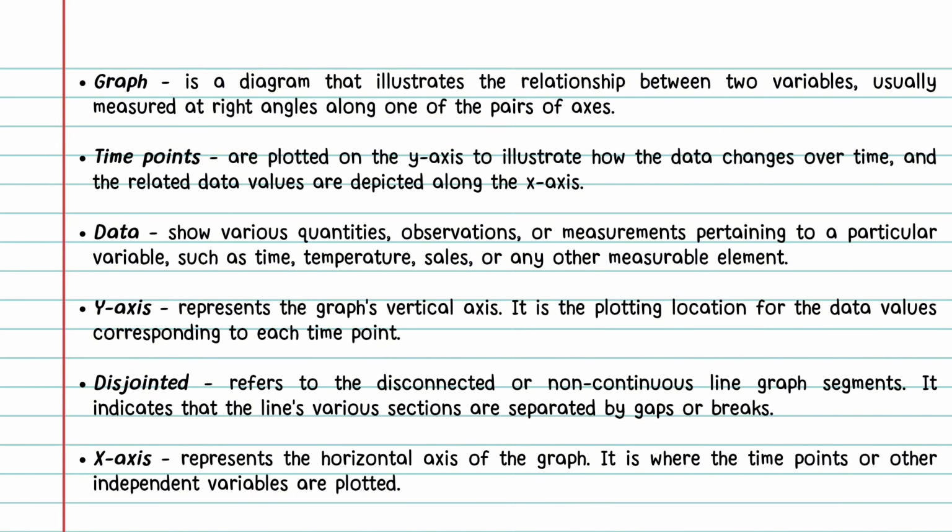Fifth refers to the disconnected or non-continuous line graph segment. It indicates that the line's various sections are separated by gaps or breaks. Lastly is the x-axis. This represents the horizontal axis of the graph. It is where the time points or other independent variables are plotted.